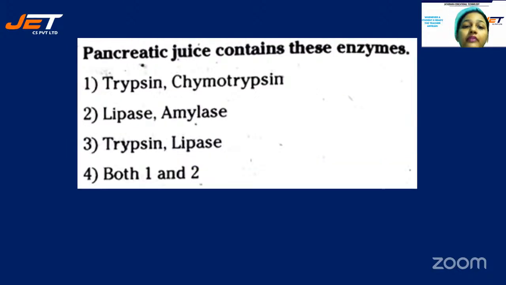Next question. Pancreatic juice contains these enzymes: number 1 trypsin, chymotrypsin, number 2 lipase, amylase, number 3 trypsin, lipase, or number 4, both 1 and 2. The correct answer for this question is number 4, both 1 and 2. Okay, those who have opted option 4, they are right.